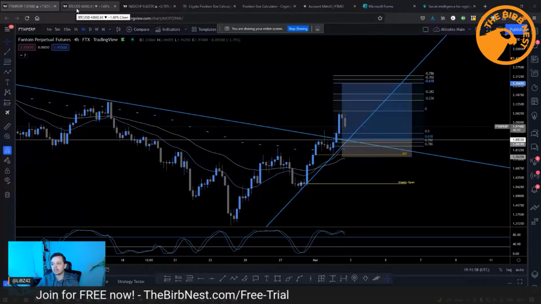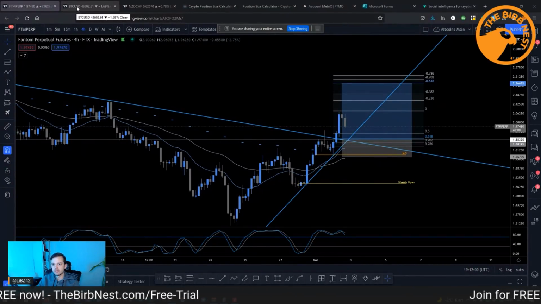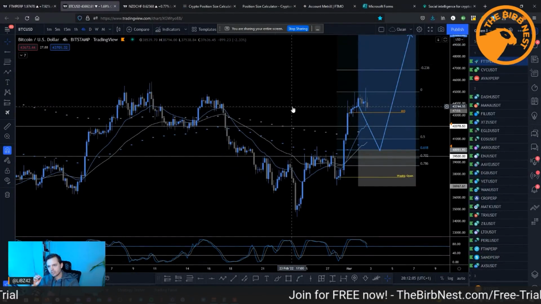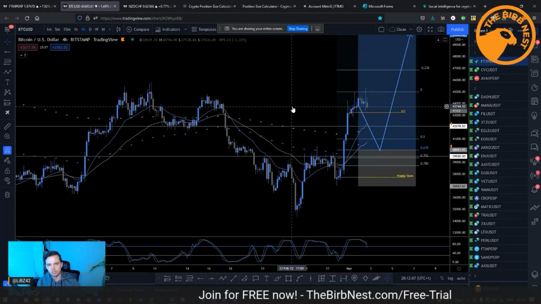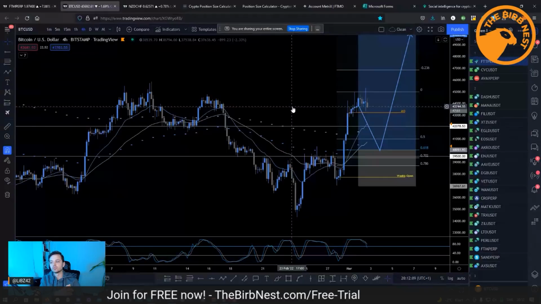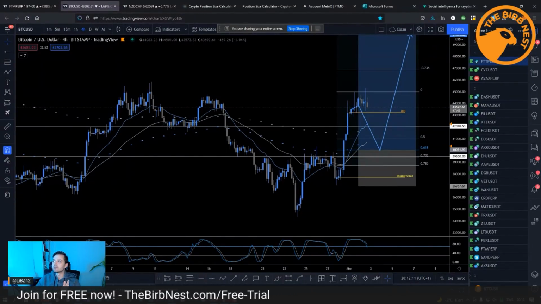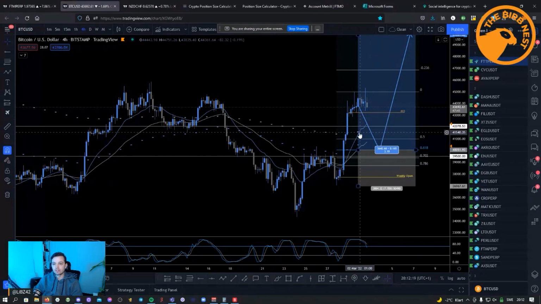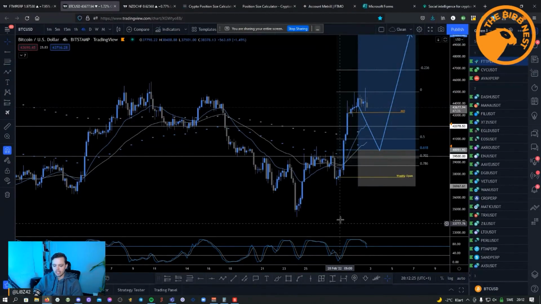Now, what does Bitcoin have to do for FTM to print this long setup? Well, it needs to retrace, right? Because when Bitcoin retraces, altcoins follow. So that's what we're looking at right here. We need Bitcoin to retrace here, basically. And the levels I'm watching for Bitcoin are, first of all, the 42K region, where we have the daily 50 EMA right below and the 4-hour 20 EMA. But really, the best looking level for Bitcoin is 40K right here.